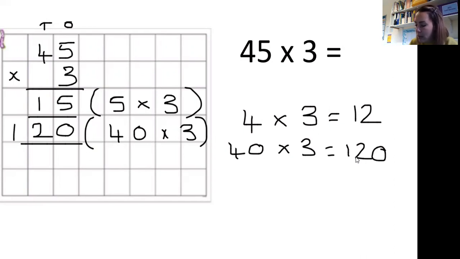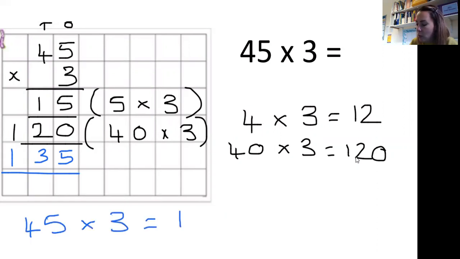Now I'm going to add those together. So 5 add 0 is 5. 1 add 2 is 3. And I'm not adding anything to 1. So the answer is 135. So 45 times 3 equals 135.